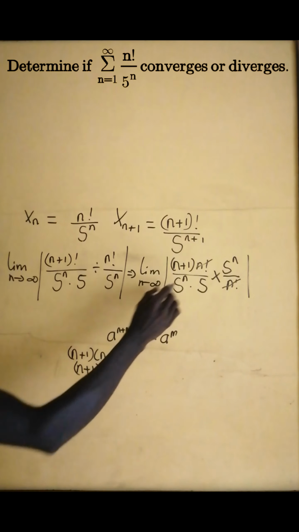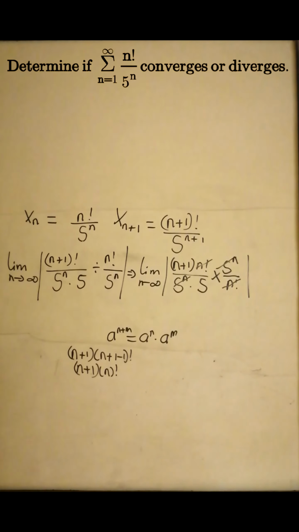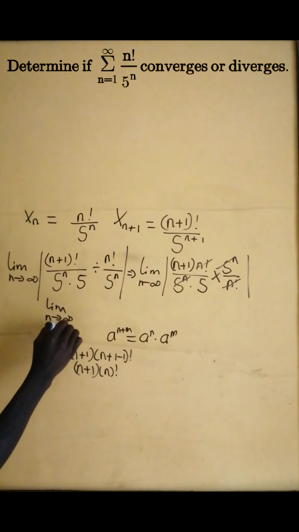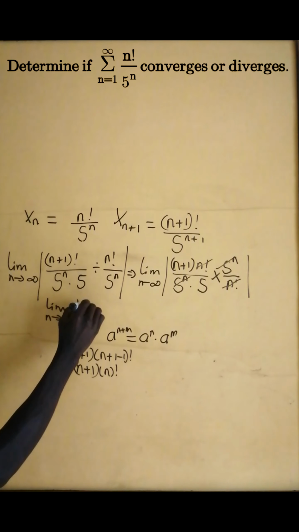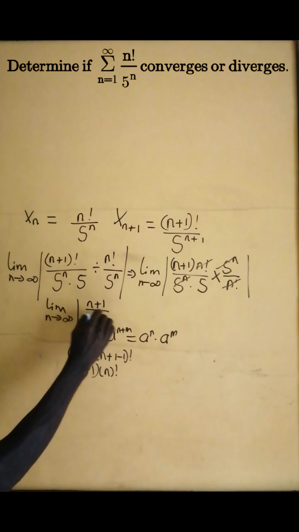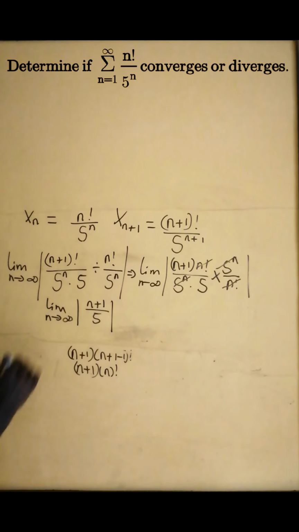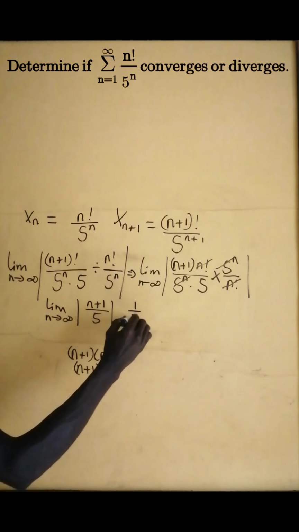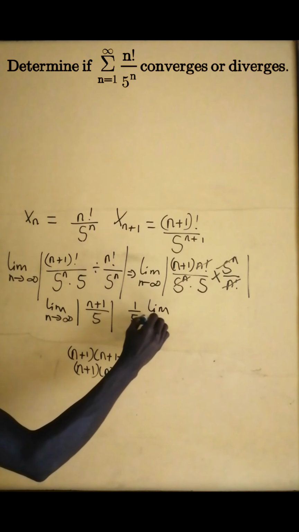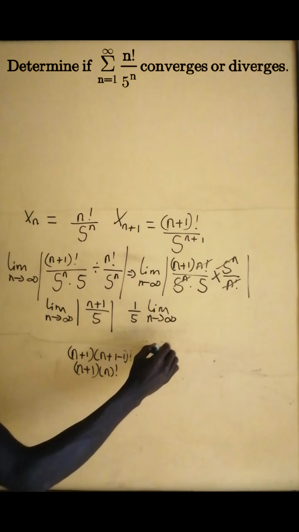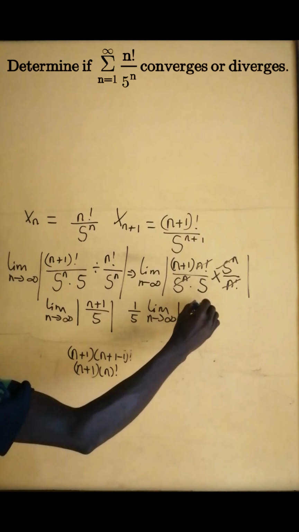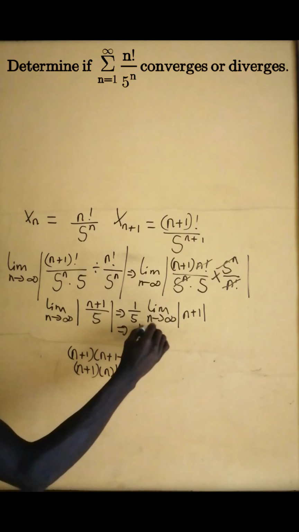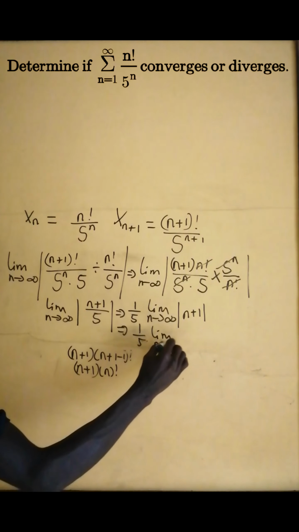So here n factorial will cancel n factorial, and 5 exponent n will cancel 5 exponent n. So we'll be left with the limit as n approaches positive infinity of the absolute value of n plus 1 all divided by 5. Now, we can factorize 1 over 5 out to get the limit as n approaches positive infinity of the absolute value of n plus 1. This gives 1 on 5 times the limit as n approaches positive infinity of n plus 1.